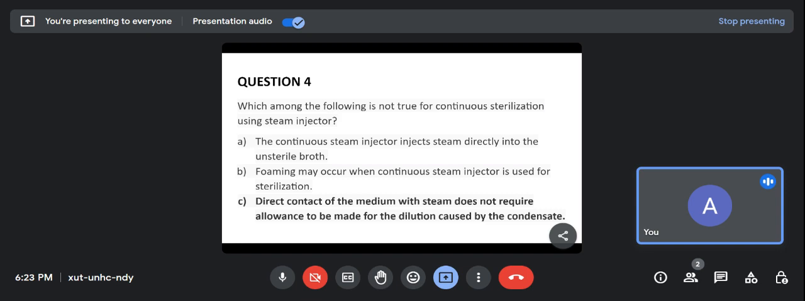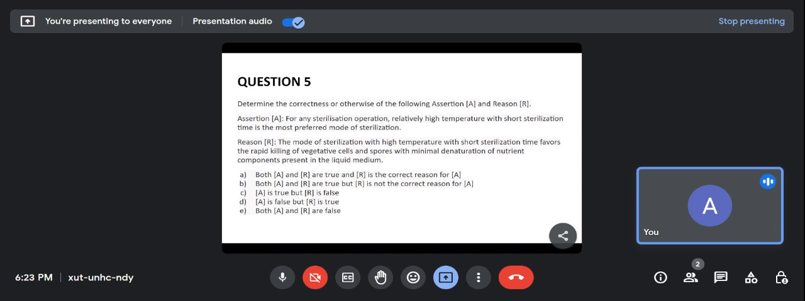So that will add to the media that you're using, and that will cause dilution, right? So you have to make allowances for that. So the correct option is option C in this case. So let's move on to question number 5.